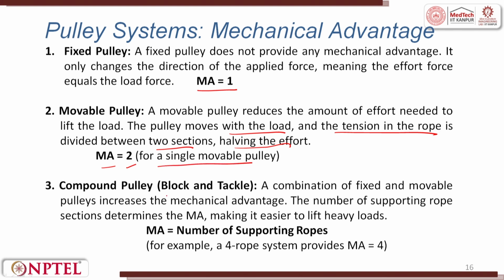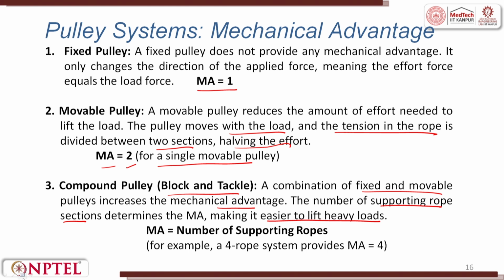A compound pulley, that is block and tackle, a combination of fixed and movable pulleys, increases the mechanical advantage. The number of supporting rope sections determines the mechanical advantage, making it easier to lift heavy loads, where mechanical advantage is equal to the number of supporting ropes. For example, a 4 rope system provides a mechanical advantage equal to 4.